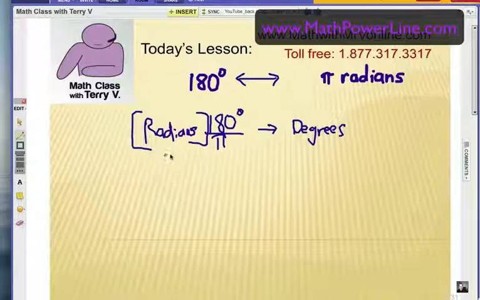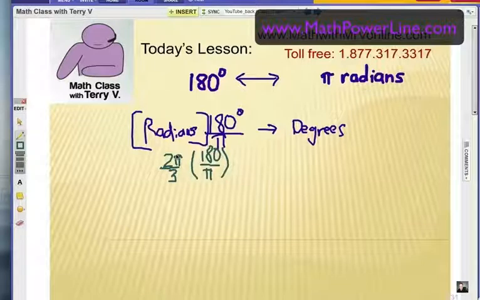Here's an example. What is 2 pi over 3 converted into degrees? We're going to multiply it by 180 over pi, and here's how you remember that. Radians is in the denominator of the fraction you're multiplying by. If you put pi on the bottom, it's going to cancel out the pi on the top, and you will end up with degrees.